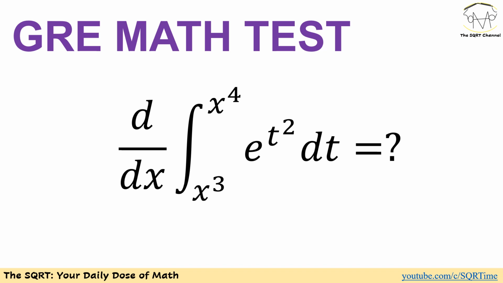In this video, we are going to take a problem from the GRE math test. In this problem, we have a function. The function is e to the power of t squared. We are going to take the integral of this function. We are going to have the integral of e to the power of t squared dt from the lower bound that we have, which is x cubed, to the upper bound that we have, which is x to the power of 4. We are going to take the derivative of this integral.